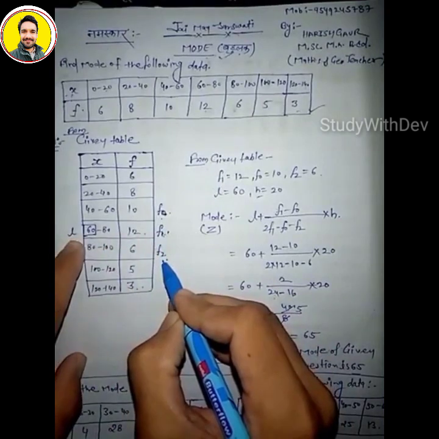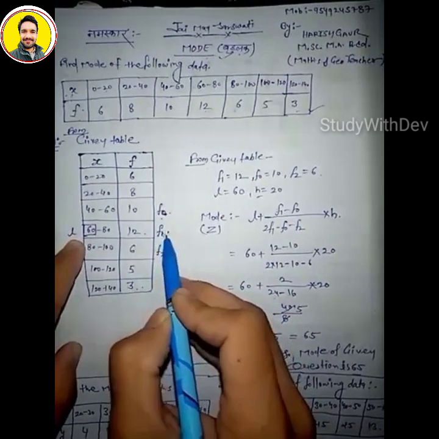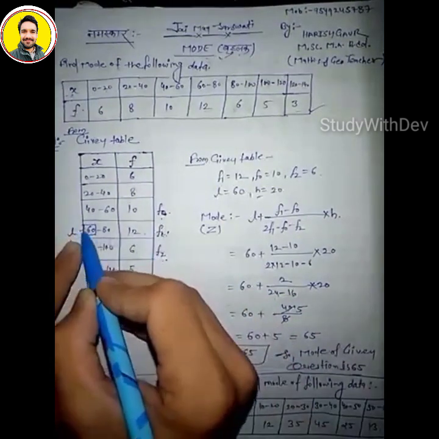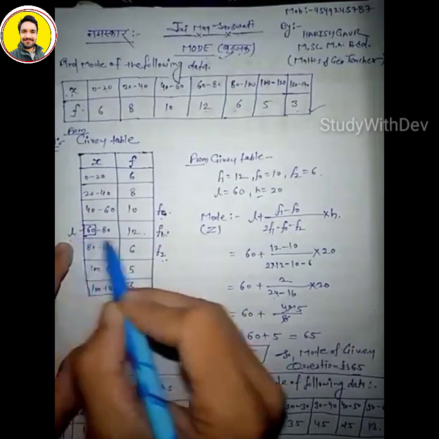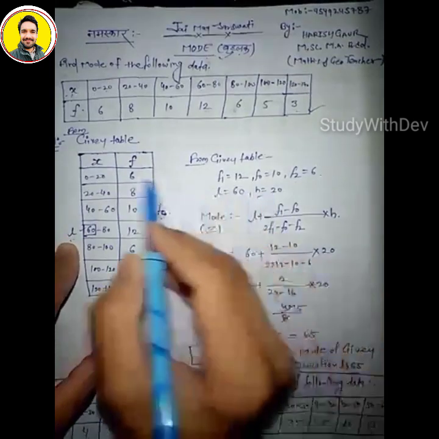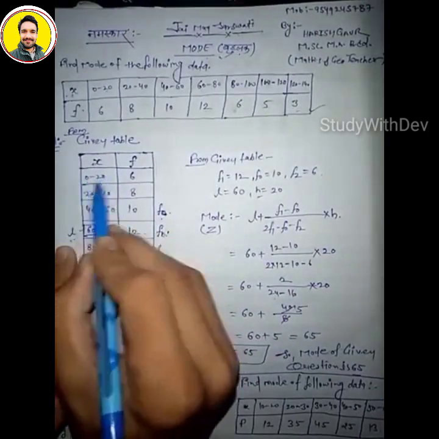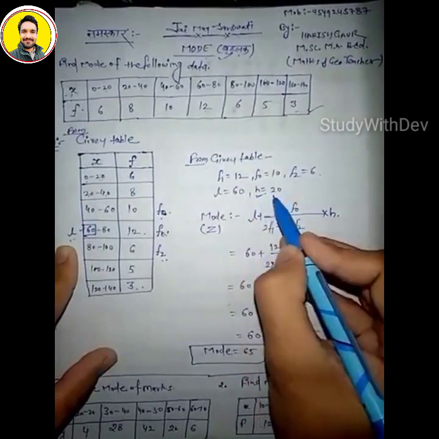Lower limit of modal class, it means in the row of F1 your lower limit is 60, so take 60. Always the value of L is in front of the F1 frequency. Now H, the class interval range of your question is 0 to 20, 20, how much is the gap? 20, so your class interval of modal class is 20.